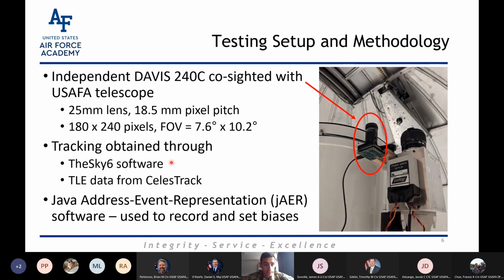And like before, we used the jAER software. It just comes with the Davis 240C. It's in Java, and it helps streamline the entire process. So the next slide I'm going to play a video of the actual output of the Davis camera, and you're going to see a few things. You're going to see about 3 satellites pass through the field of view. This is a filtered image, so it's not exactly what the camera saw and exactly what the jAER software saw, but it is quite a good approximation.